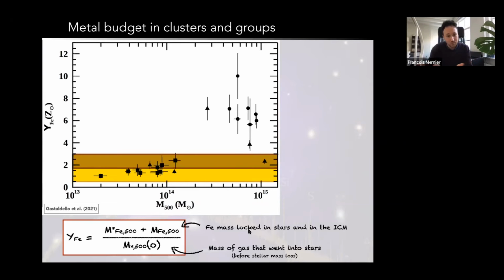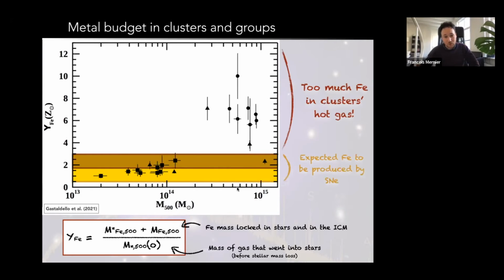that is eventually produced versus the amount of iron that could have been produced by the stars that you actually see. And so what you see here is that this value is basically what you expect, the amount of iron you expect to be produced by supernovae. And actually, for groups it works quite well, but you see that for clusters, we clearly have an excess. So it seems that we observe too much iron in clusters' hot gas compared to what could be reasonably produced by stars in clusters. So this is sometimes called the metal conundrum.